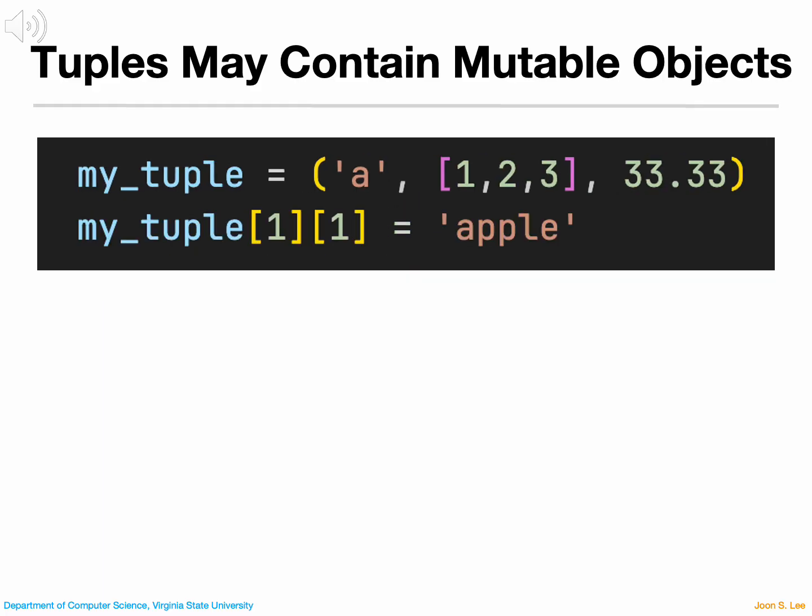Here, we're not changing the tuple structure. We're changing the second element inside the list that's stored in the tuple. So after this code runs, the list inside the tuple becomes 1, apple, 3.